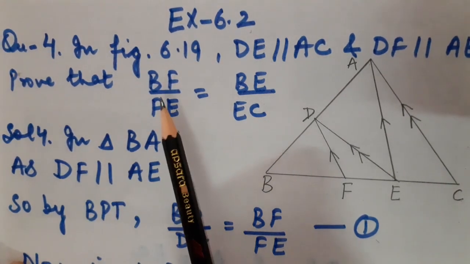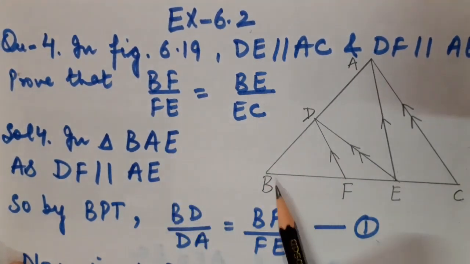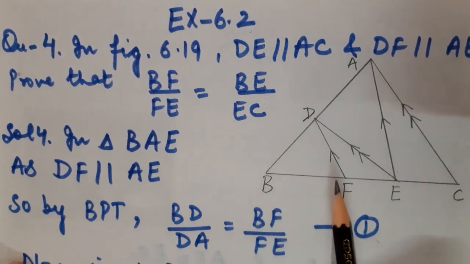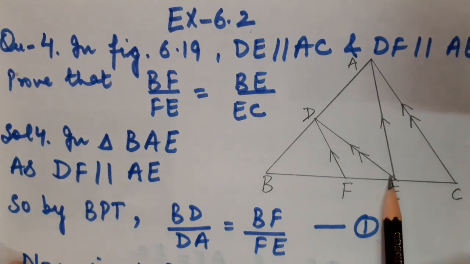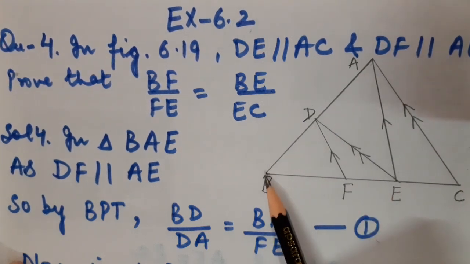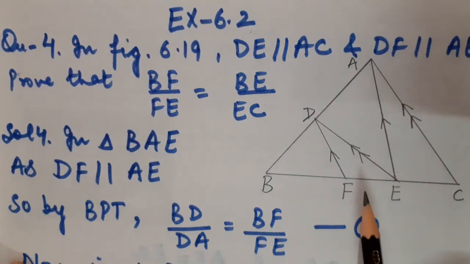Just have a look. Here you can see that I want BF upon FE. So which particular triangle do I have to take so that both the sides occur in it? That is BF upon FE. So choose the triangle, please. It will be triangle BAE. So children, how to start its solution?